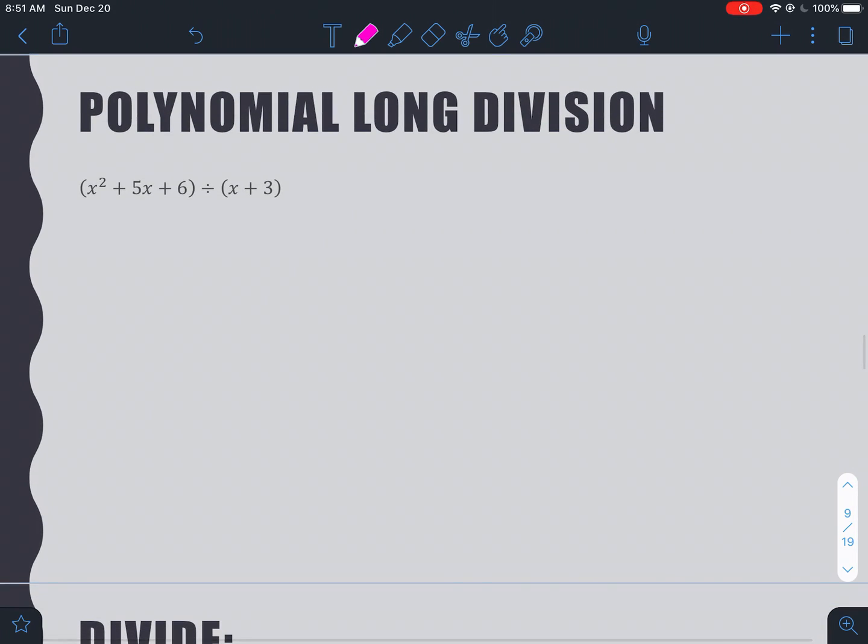When we do polynomial long division, it's kind of similar to that. So let's look at this. x squared plus 5x plus 6 divided by x plus 3. So the first one is going to go in the box. So x squared plus 5x plus 6, and then the other one's going to go on the outside of the box. Now notice, it's kind of weird because they're not numbers, but we're going to do the same idea.